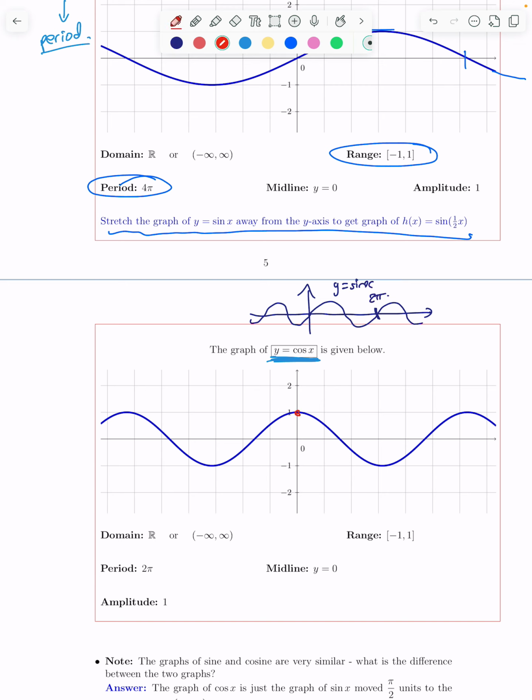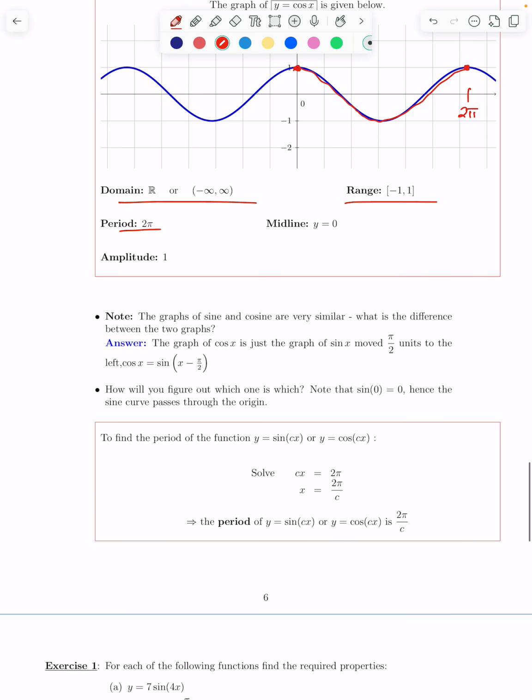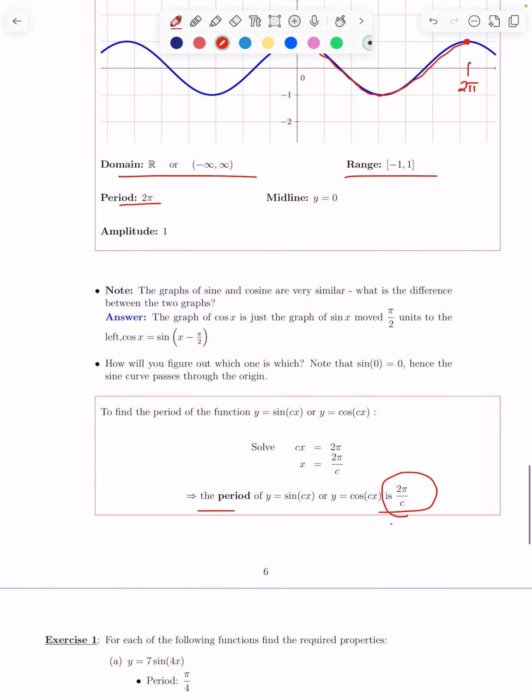Notice cos starts at 1 and after 2 pi, it ends at 1. So you get a whole wave going from 1 down to -1 back up to 1, while sine starts in the middle and ends in the middle. Okay, everything else is the same. Domain is all real numbers, period is 2 pi, the range is -1 to 1. And there's a little note there: to find the period, you divide 2 pi by c.